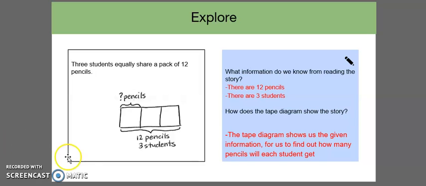Okay, so in looking at this problem and this visual, what information do we know from reading the story? There are 12 pencils. There are 3 students. How does the tape diagram show the story? The tape diagram shows us the given information for us to find out how many pencils will each student get. So when looking at this, we have a total of 12 pencils. We're divided into 3 sections, and we want to see in each section how many pencils will each student get. Okay, we're going to move on and develop more about this question.